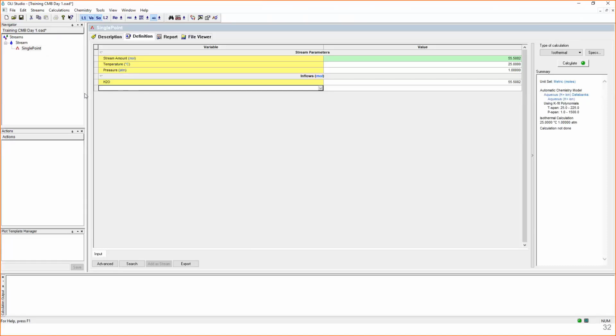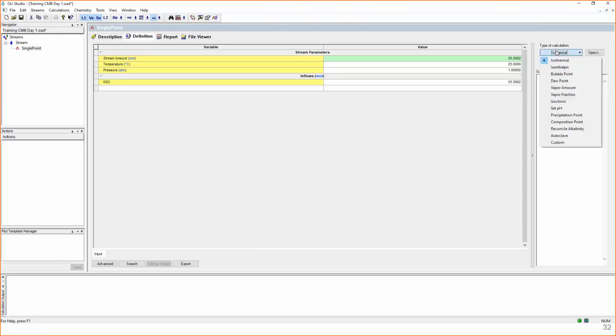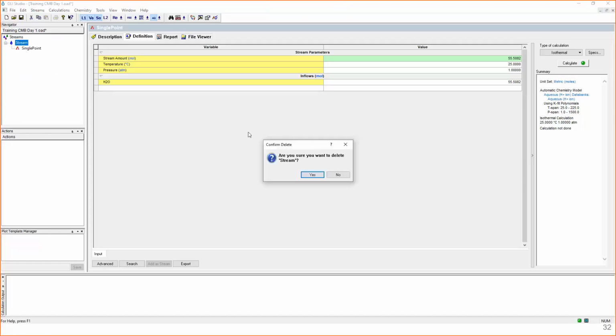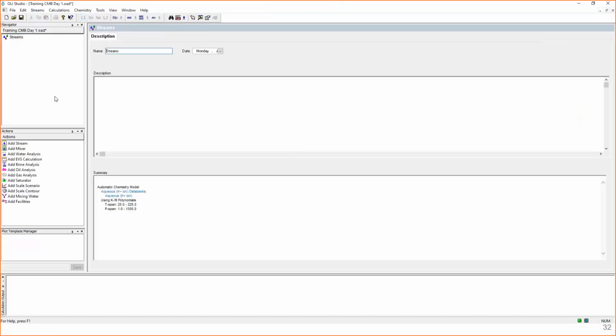Okay. Before the break, we were talking about the types of calculations. But I am going to start a new example, the first example for today, and that will be an isothermal calculation. So let's right click on this stream and delete it so that we can start from scratch, so that we all start at the same time. Are you sure you want to delete stream? Yes. So we should start with a blank navigator panel here to the left.